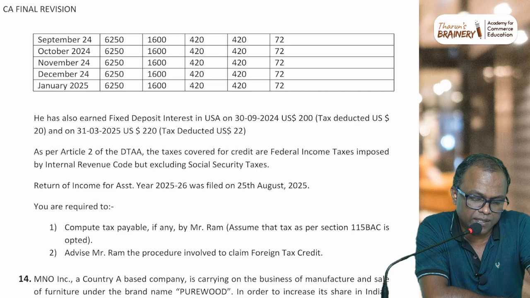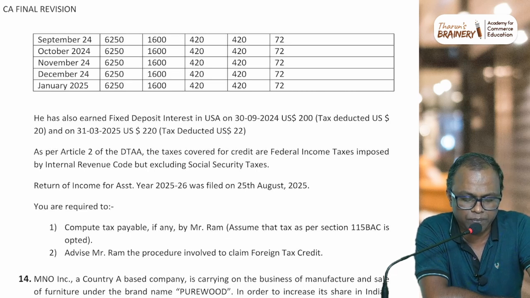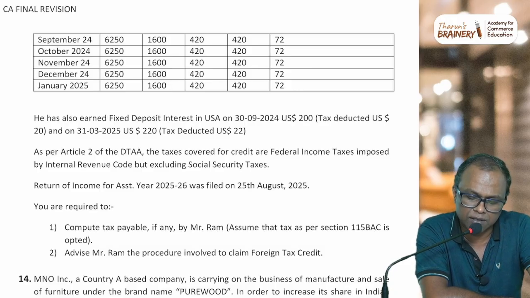Return of income for assessment year 25-26 was filed on 25th August 2025. He's an individual, so the due date for filing ITR is 31st July. So there is a delay in filing ITR. Usually if there is a delay in filing ITR, a person is liable for 234A interest. If there is tax liability, he will have to pay 234A interest.